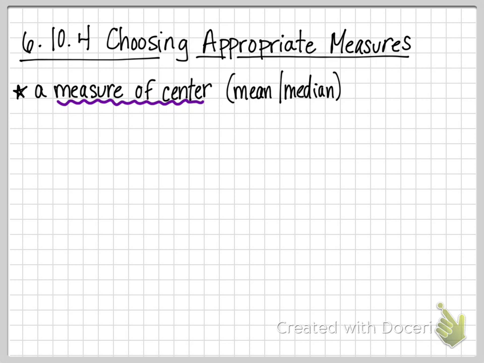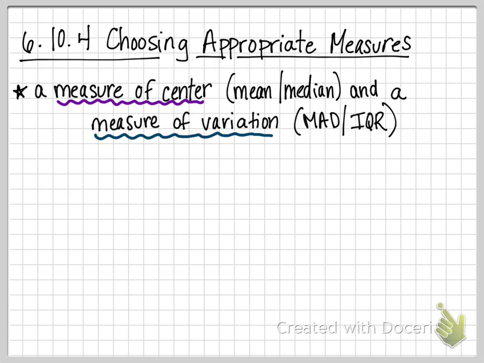The vocabulary is going to be important. If you are asked to find a measure of center, we're talking about either mean or median. So mean is one measure of center. It's also called the average. The median is just the middle number, right? When we line them up from least to greatest, find the number in the middle. That's the median. So if you're asked to find the appropriate measure of center, you're finding either the mean or the median.